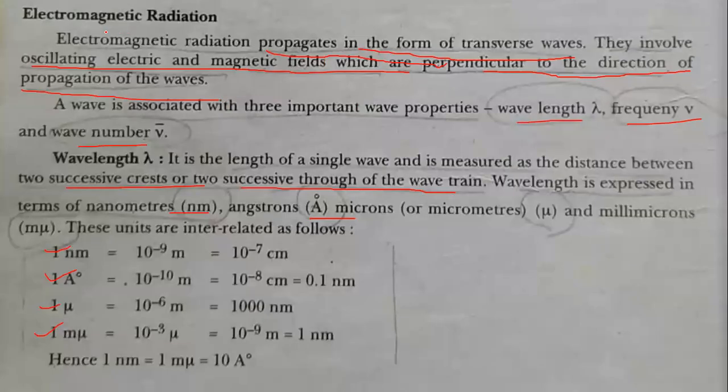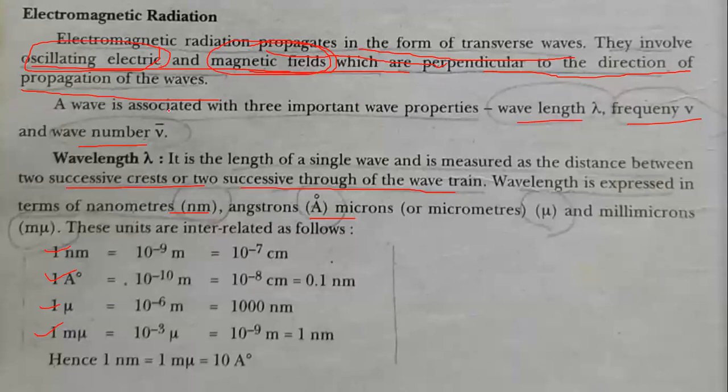So what is electromagnetic radiation? This radiation propagates in the form of a transverse wave. It involves an oscillating electric field and an oscillating magnetic field which are perpendicular to each other. These two fields are perpendicular to each other, and they travel in the same direction, the direction of propagation of the wave.